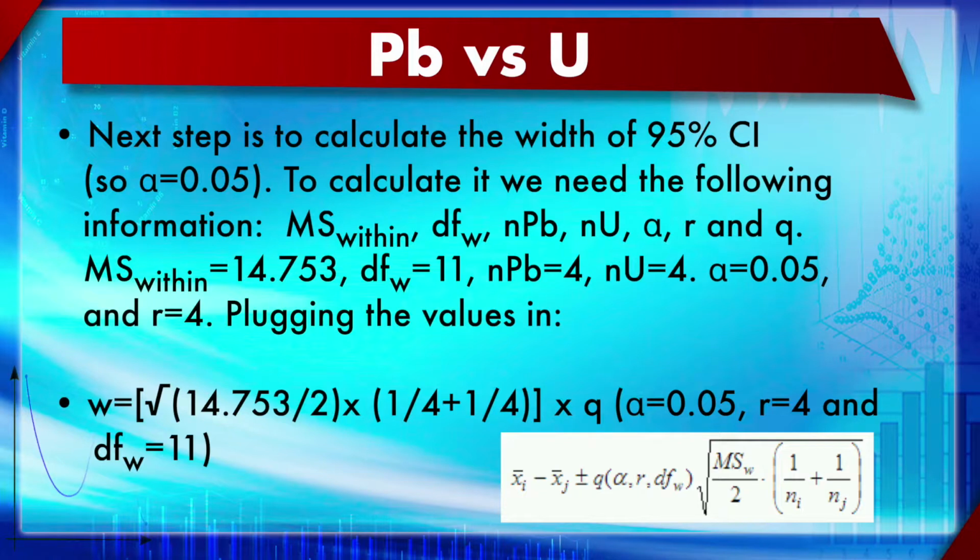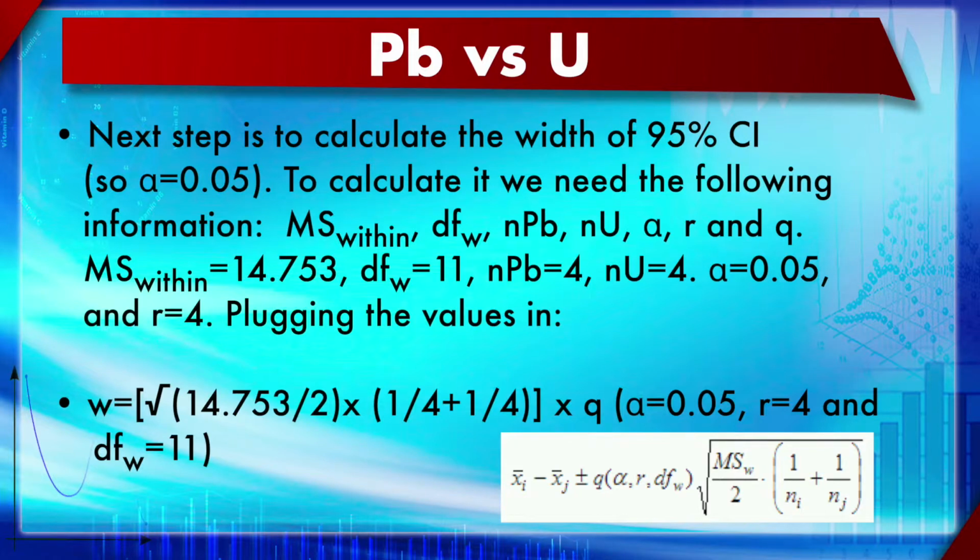MS within is basically 14.753. We have already calculated it in the ANOVA. When we did the ANOVA, we found MS within is 14.751, while degrees of freedom within is 11.